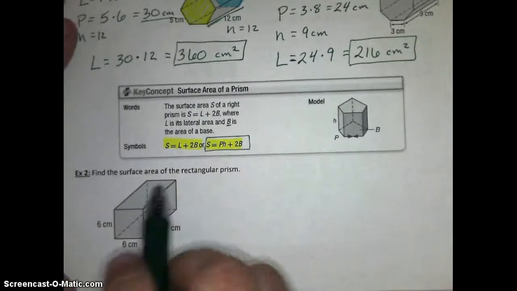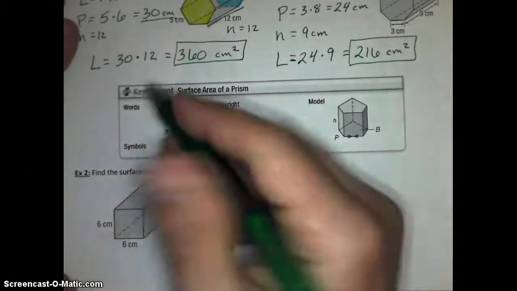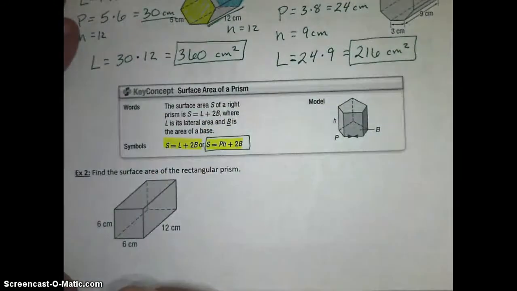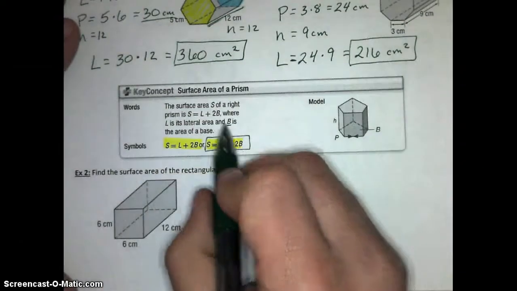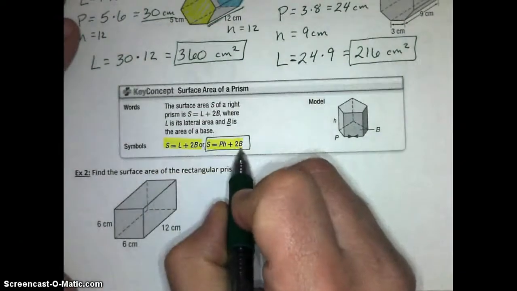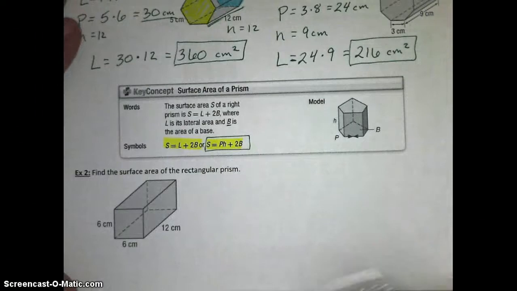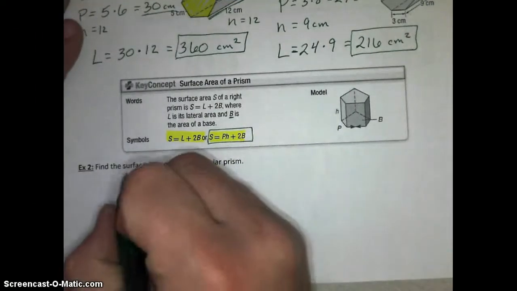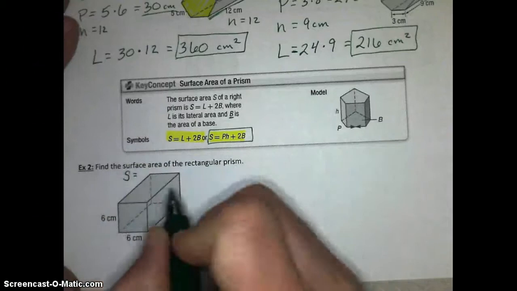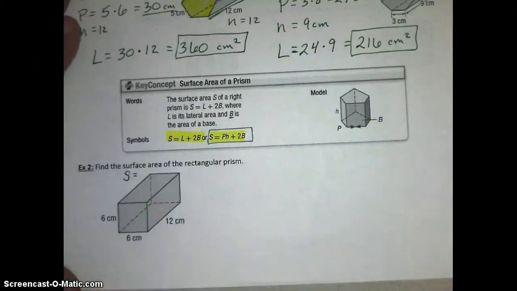Alright, so let's go ahead and try and find the total surface area. Notice we use the capital letter S to represent surface area, and capital letter L to represent lateral area, and capital letter B to represent base area. These capital letters help us understand that it's area that we're finding. Okay, we want to find the total surface area, capital S, for this rectangular prism.